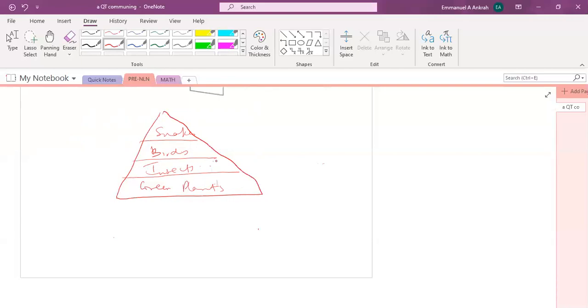According to this pyramid, to support 100 pounds of birds, which of the following is needed? A, more than 100 pounds of insects. B, more than 100 pounds of snakes. C, less than 100 pounds of green plants. And D, 100 pounds of insects. Which one do you expect to increase? A, need more than 100 pounds of insects, correct. Always more of those below are needed, that's why the pyramid is wider lower down. Okay, good.